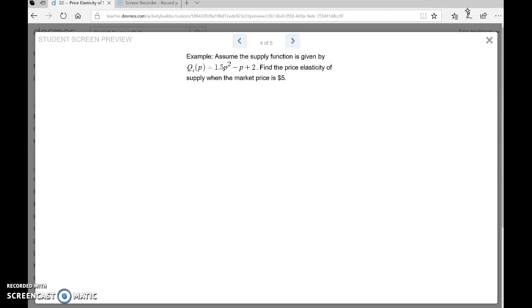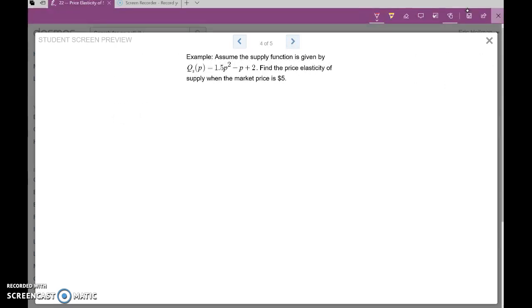Okay, so we've got a cute little supply function here, a nice little quadratic. It's going to be super easy to take the derivative of. So remember the definition of elasticity. We're going to take the derivative of the supply function with respect to price, and then multiply it by P over Q. And in this problem, we're told to find the elasticity when the market price is 5. Okay, so first things first, let's do the power rule here.